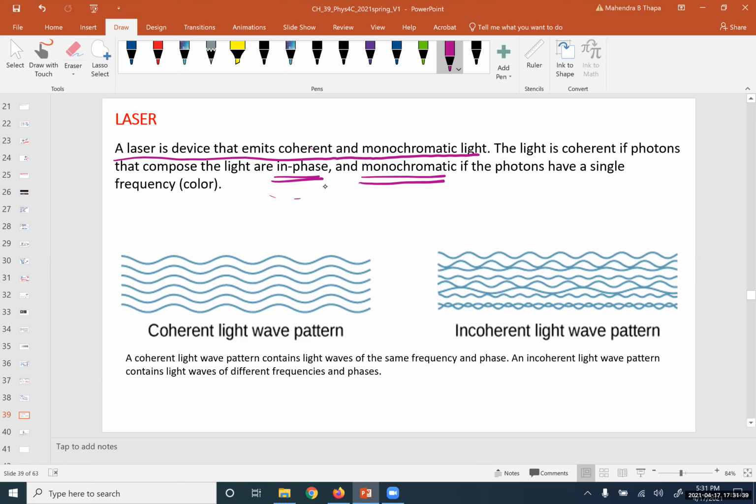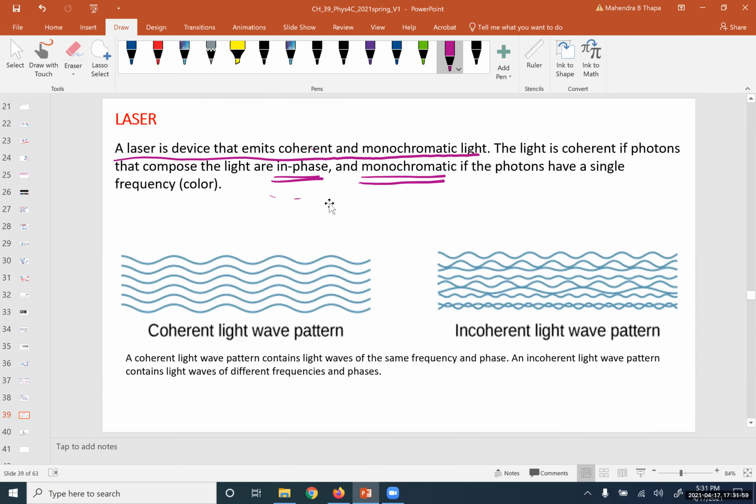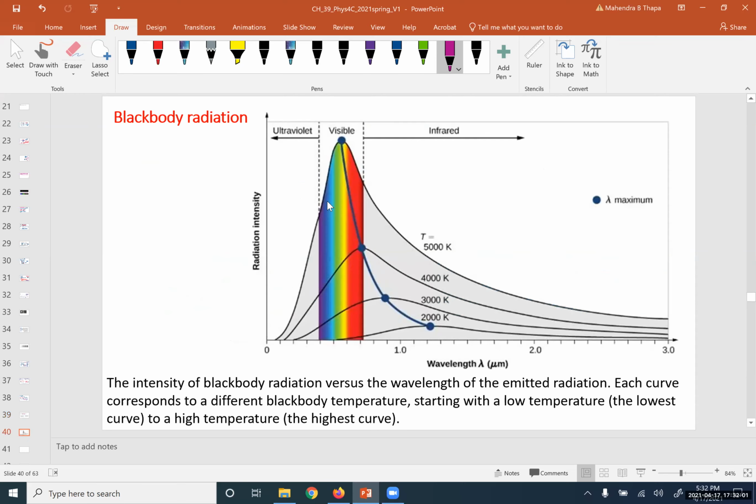This is just for comparison purposes. For the coherent light beam, all are in phase. But if it is incoherent, they are moving in a random way. So if you understand that point, you can answer many questions. Now let's talk about black body radiation.